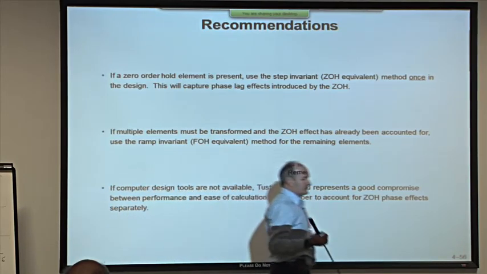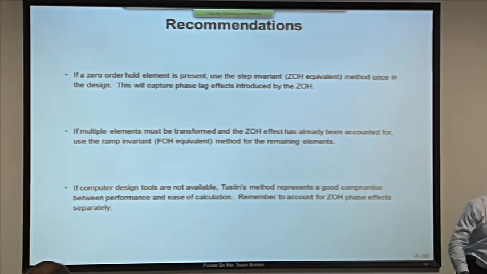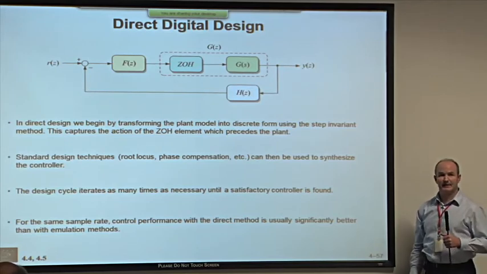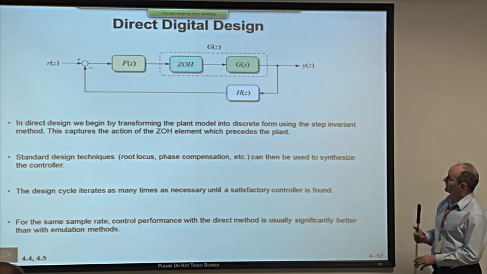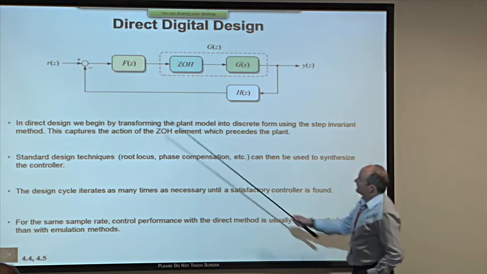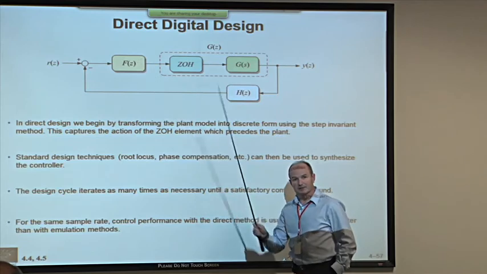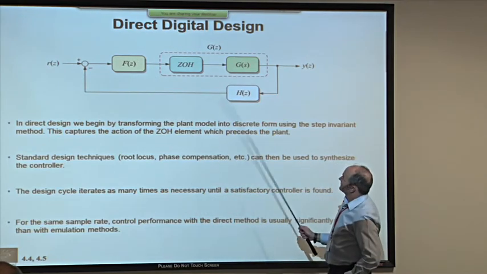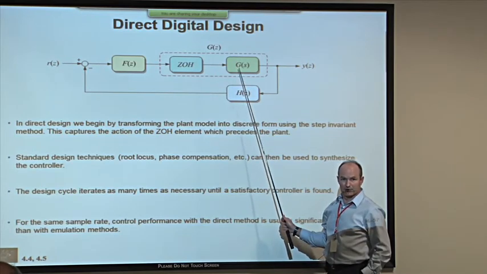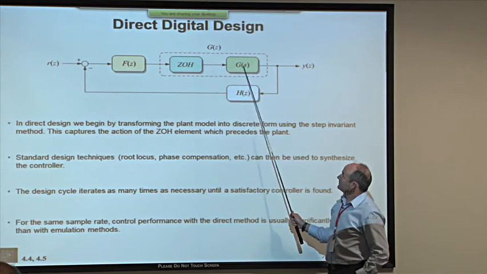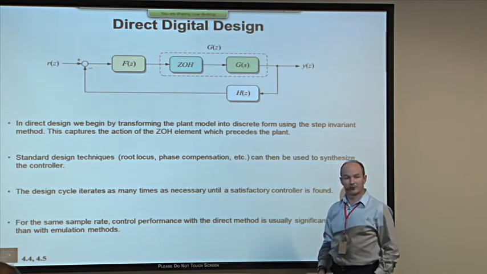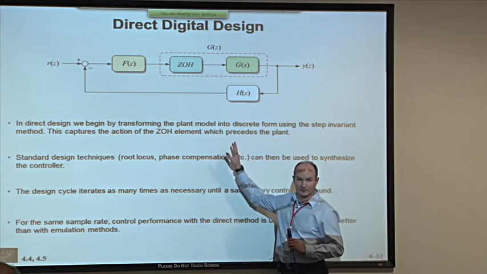Now moving on to the other design technique called direct digital design. It's relatively easy to explain because we've already done all the hard work. We take the opposite approach. We throw away any existing controller and we design it completely from scratch. The first step in this technique is to transform the plant into the discrete time domain. We want the Z transform of the plant, and in so doing we want to capture the phase lag effects of the zero order hold. So we use the step invariant method or the zero order hold equivalent method.